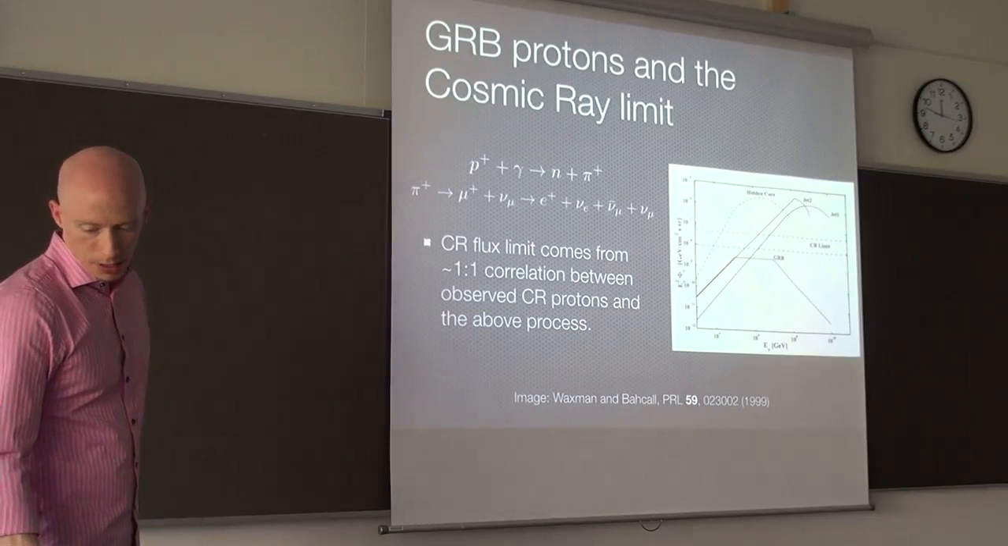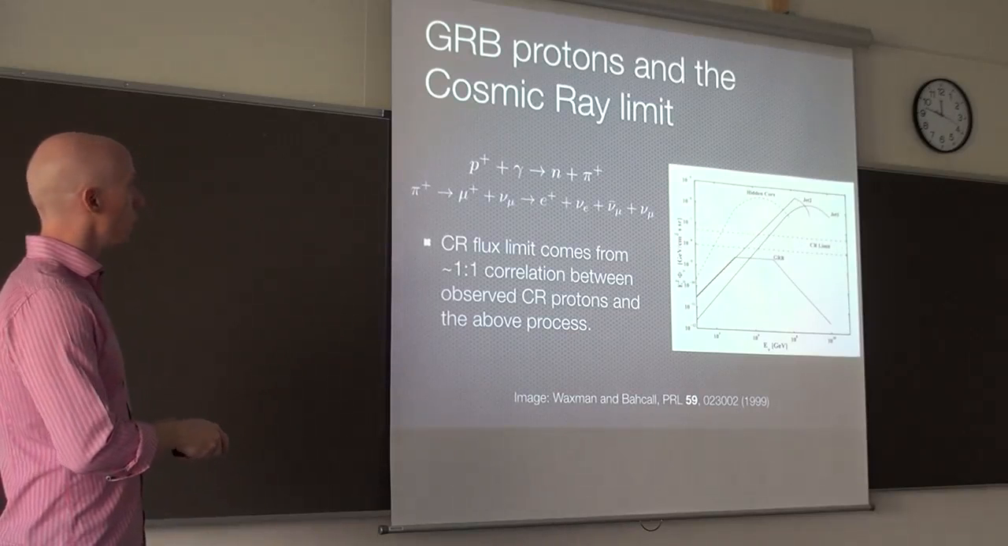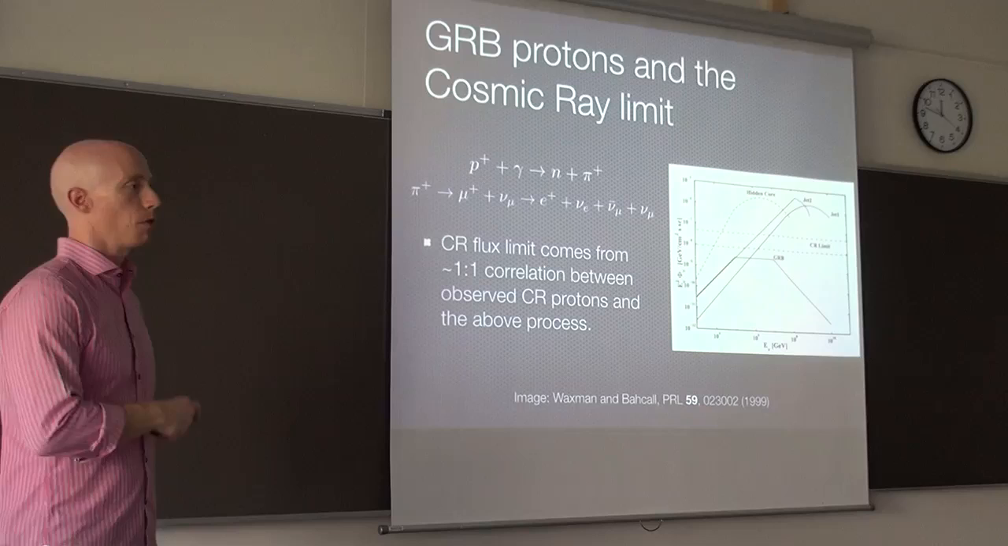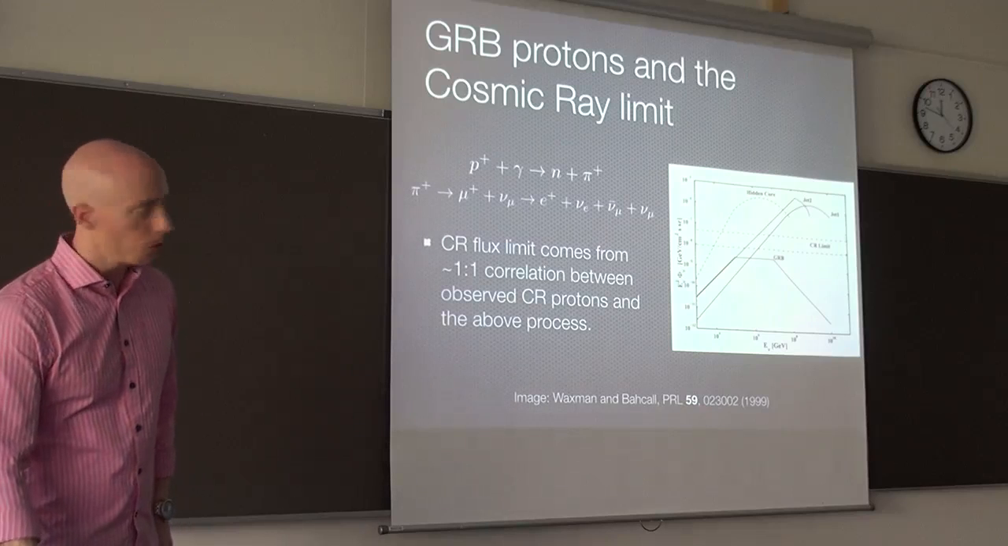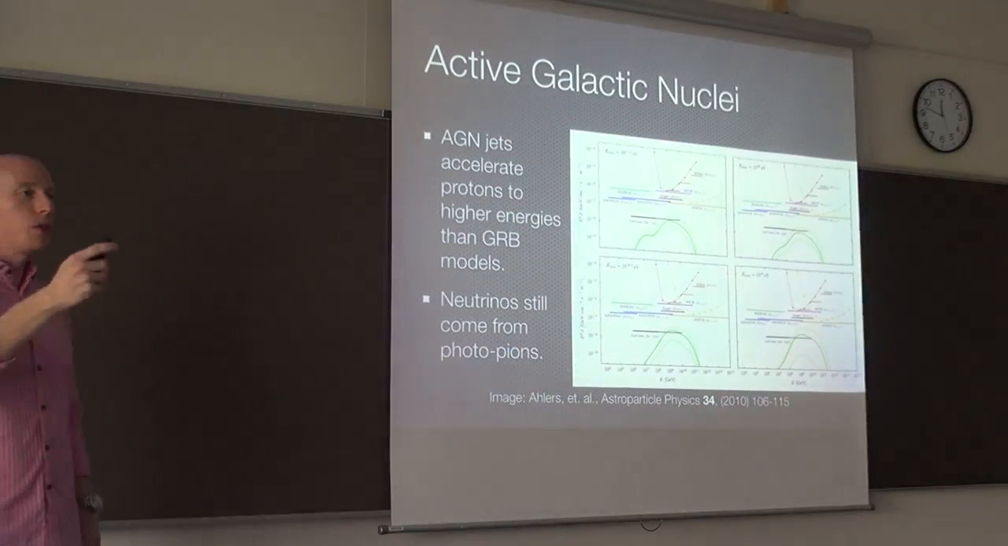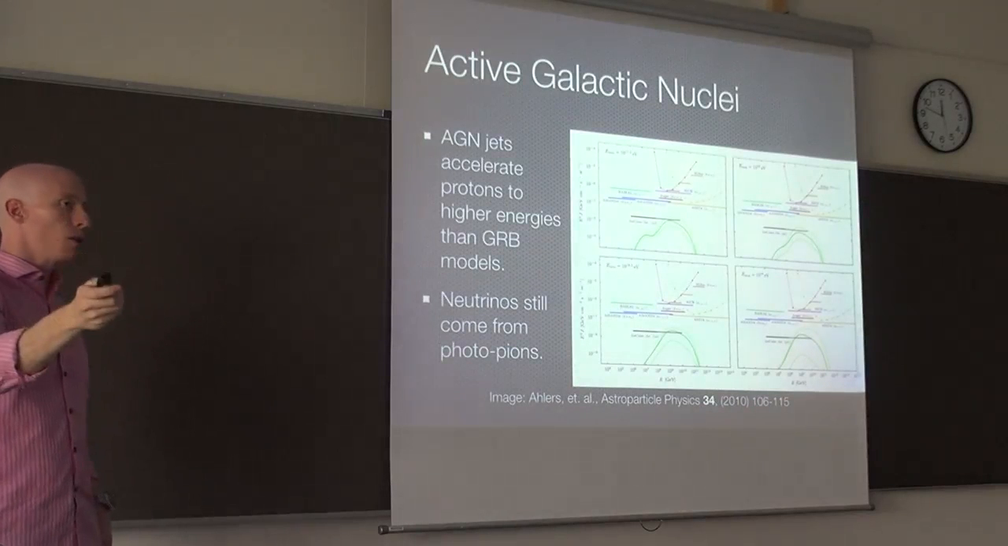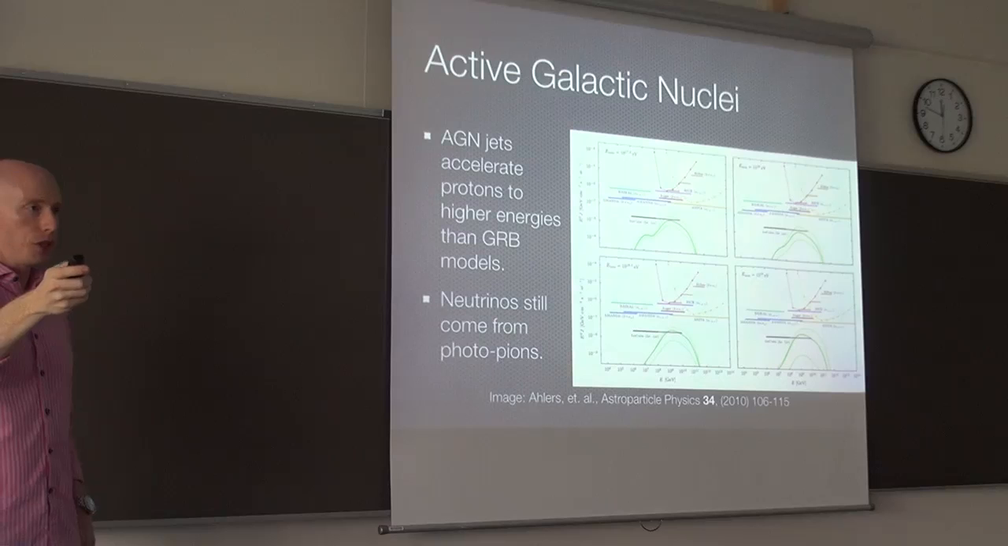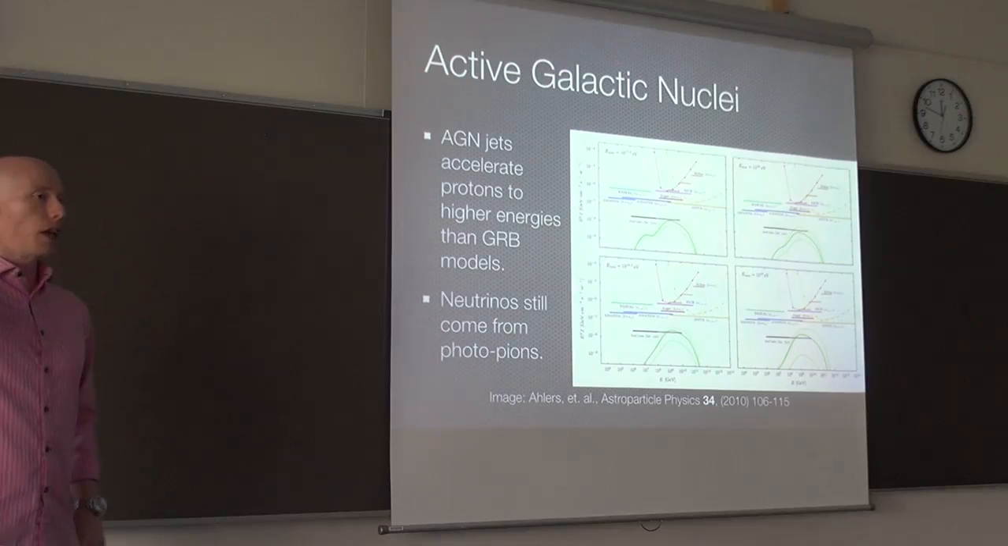And in addition to GRBs, you can also have simple jet emission from things like active galactic nuclei. And so AGN jets are able to accelerate protons to even higher energies because their length scales are much, much larger than the GRB length scales.